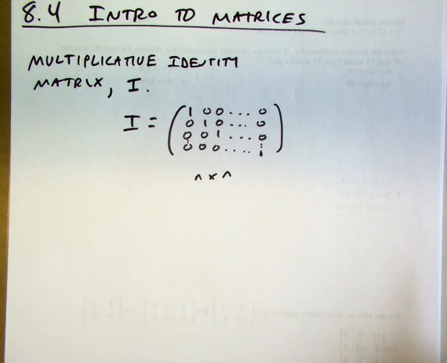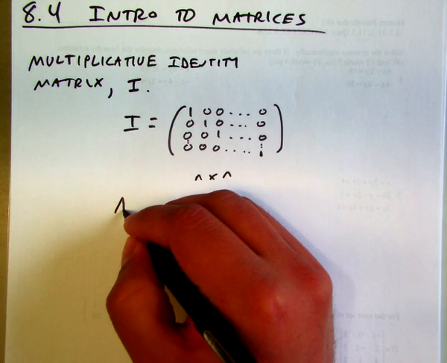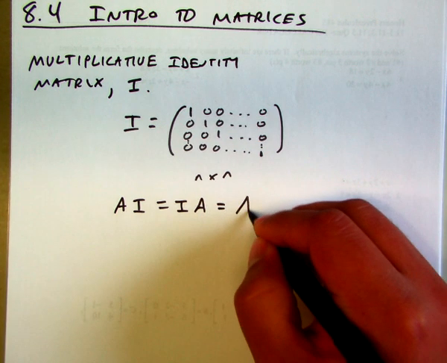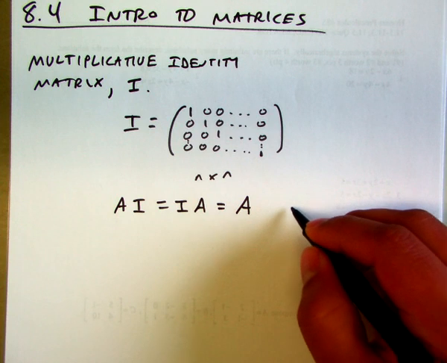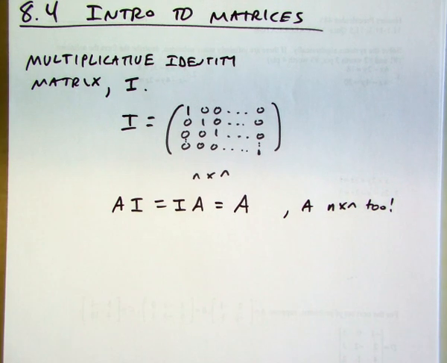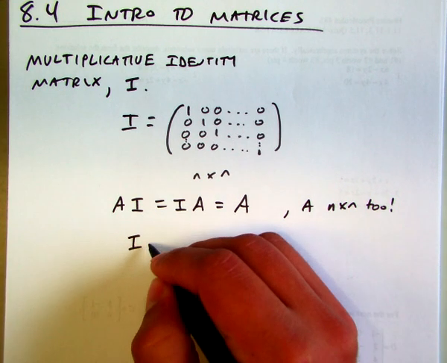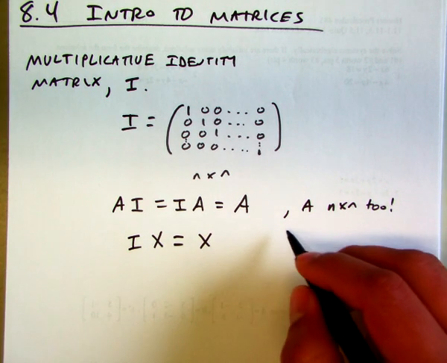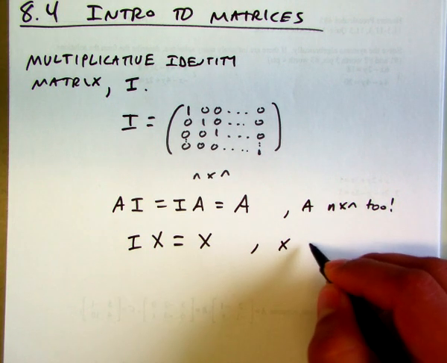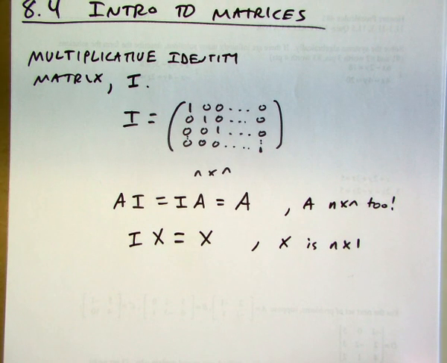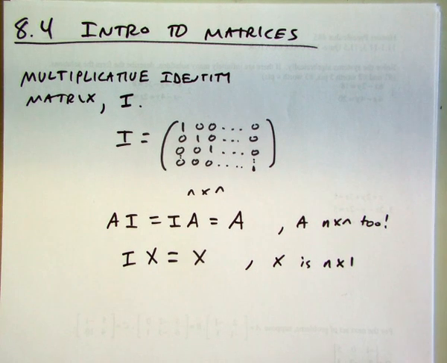Hence, multiplicative identity. So that leads us to saying that A times I is the same as I times A, which is equal to A. And again, this is for also an n by n matrix. In addition, if we were to take the identity matrix times some matrix X, we will get the same matrix X again as long as X is an n by 1 matrix. Okay, these are things that are easily verified through experience. If you want to prove them, knock yourselves out.